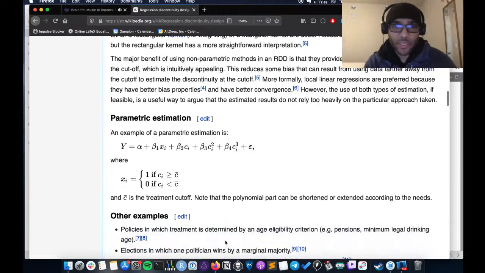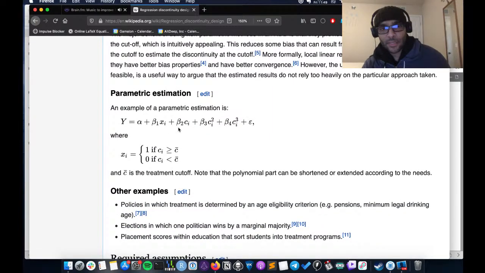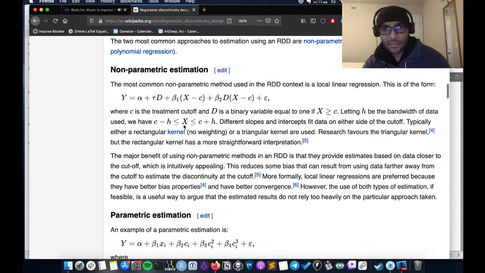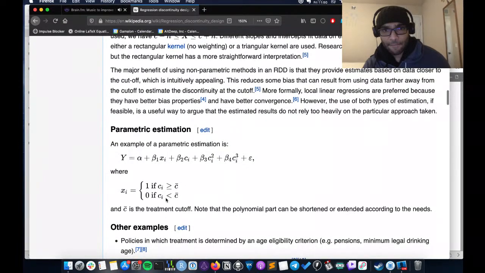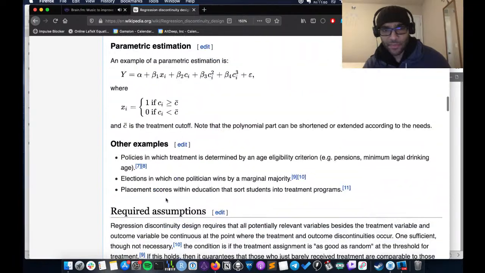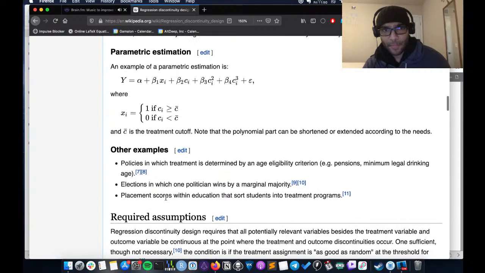So here's a parametric explanation. All right, so we have cutoff squared. So we're using the cutoff as a kind of regressor, and the indicator is 1 if x is greater than c bar. C bar is the treatment cutoff, okay. I'm not sure what c i is. It's not defined here. Okay, I think that gives me at least a gut understanding of what we're doing here.